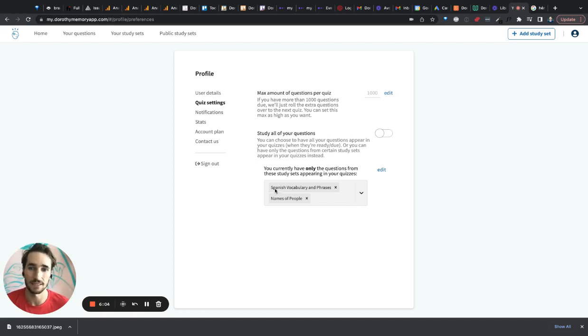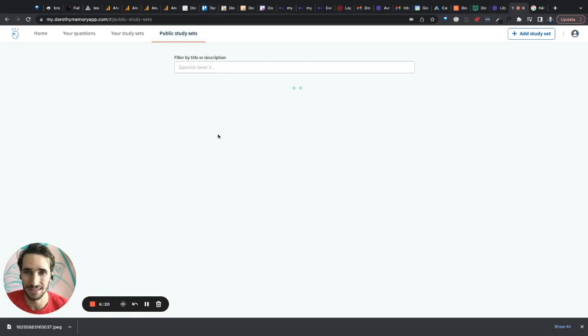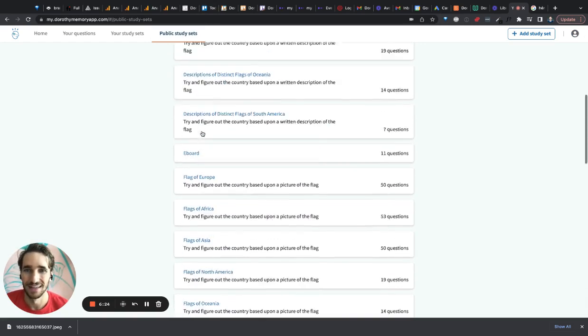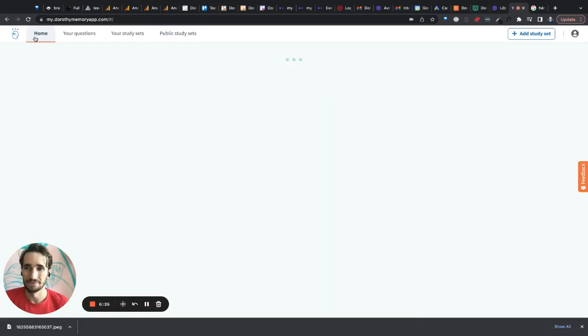And I have it set for Spanish vocabulary and phrases and names of people. These are the study sets that I've chosen to study. It usually has Spanish slang in there, but since I'm doing a video, I removed it because there are bad words in the Spanish slang study set. If you're curious what that looks like, it is in the public study sets. It is right here, so you can look at it if you want.